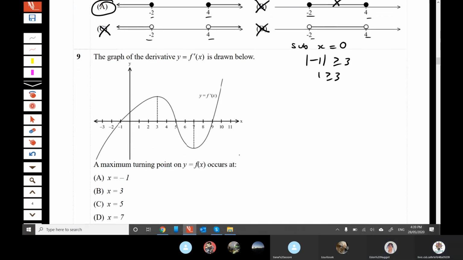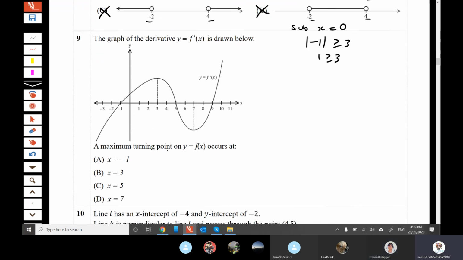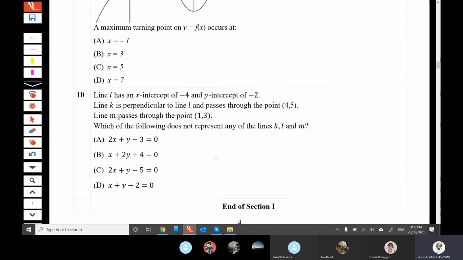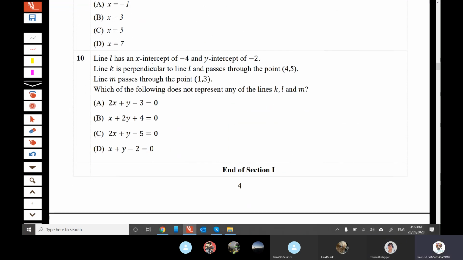Okay. The graph of the derivative is drawn below. Not yet. That's part of integration. Maximum turning point occurs at... You cannot do that yet. It's okay. Line L.